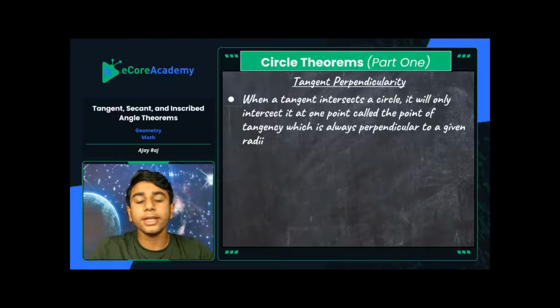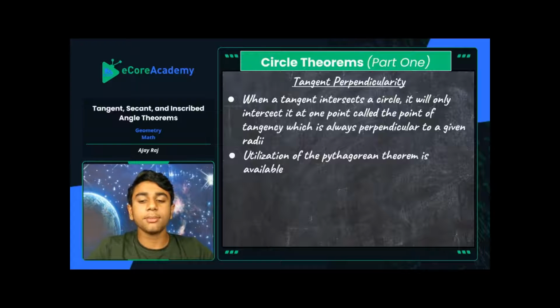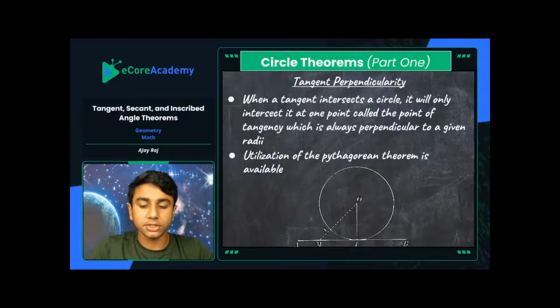Now we know that radii are infinite. Radii are infinite, not finite. So if they're infinite, that means we have a numerous amount of radii, but we have a general idea of where they consist of. But there will always be one radii of focus that will automatically be perpendicular to a tangent at any intersection of your given circle. Now you can utilize the Pythagorean theorem when given this situation.